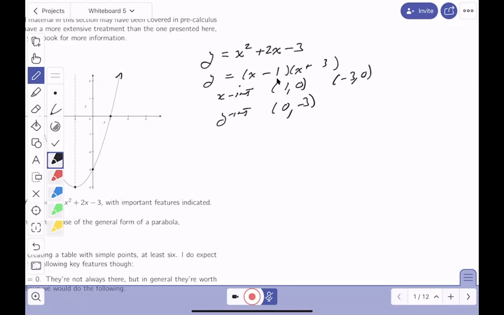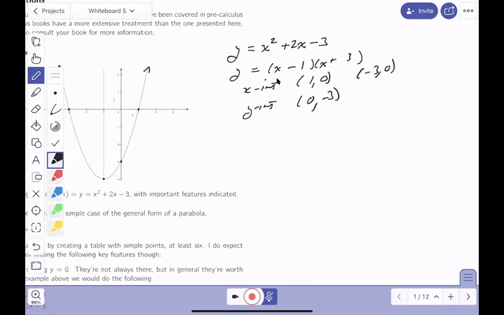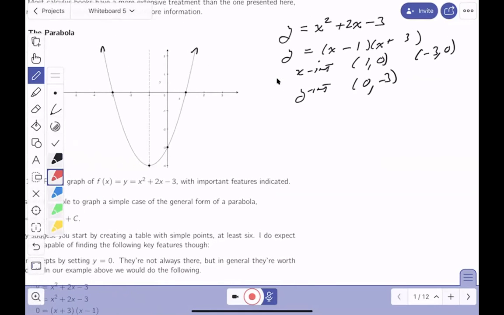Then they told you to plot those points. Let me go over here and plot those 3 points in this graph over here. So 1, 0 right here. The other point is minus 3, 0 right over here. And the other point is going to be 0, minus 3.